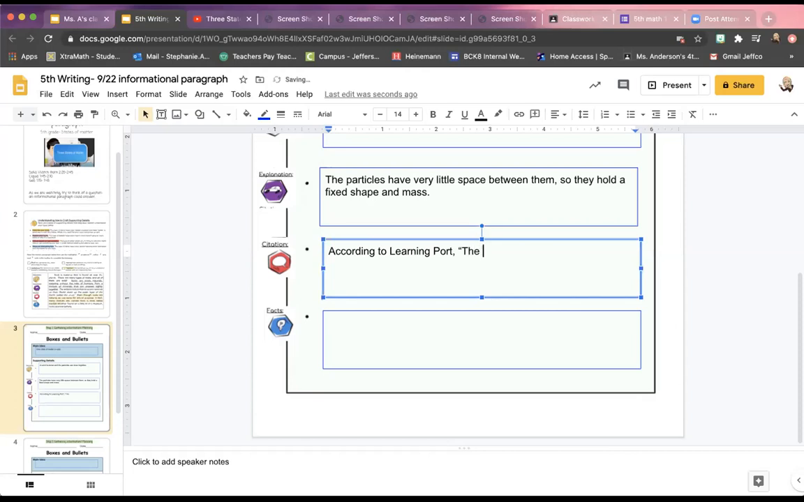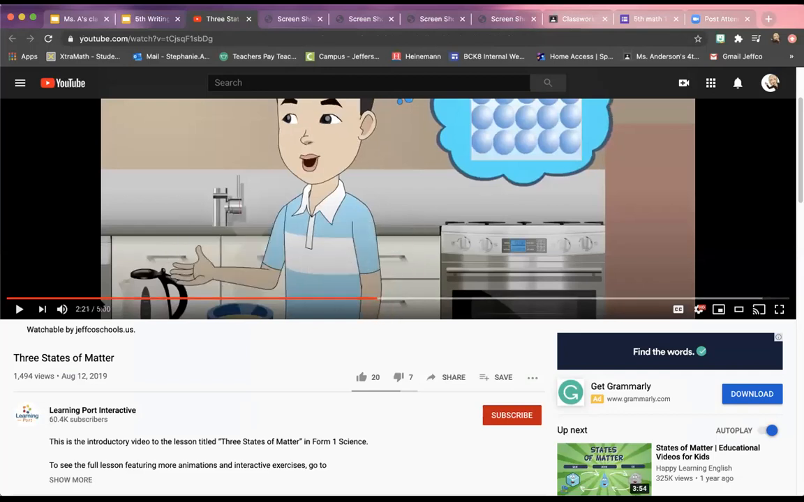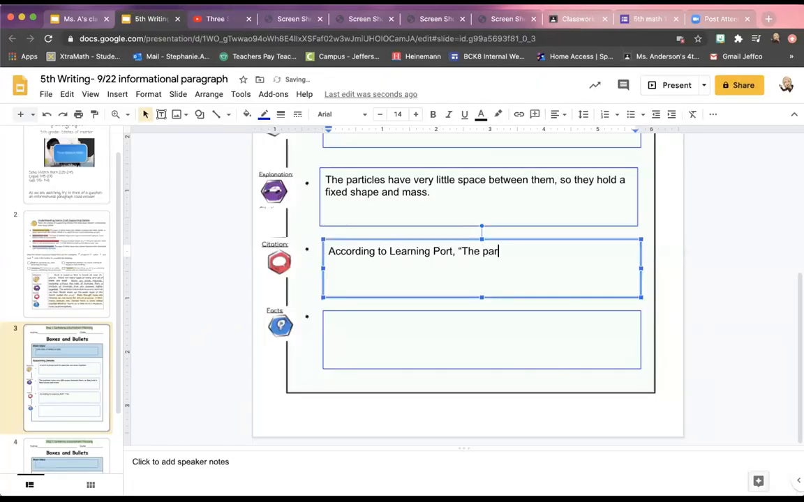Oh, I don't remember exactly, so I'm going to go back in my video. Please make sure you do this too. Together and arranged in an orderly manner. The particles are arranged in an orderly manner. And because I borrowed it straight from the video, it's okay if I copy it straight down, because right here, I'm citing it. So I'm not exactly copying it if I'm giving credit to them.